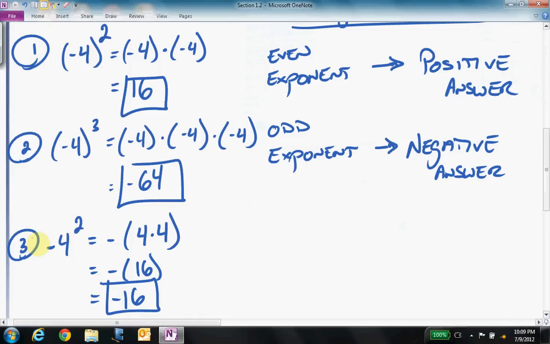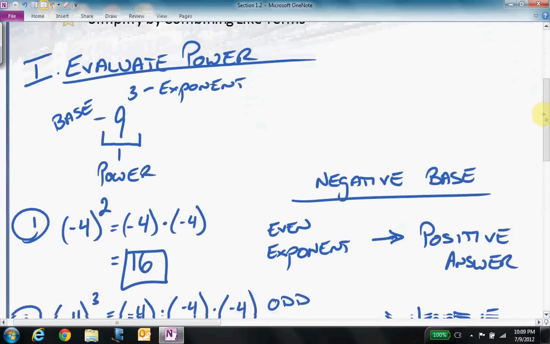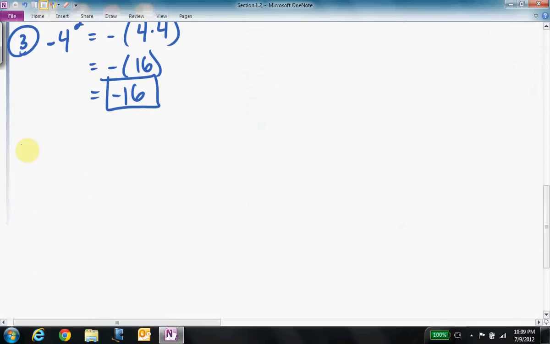You really must pay attention to where the negative is placed, and also pay attention to your exponents. Alright, if you have an even exponent and the base is negative, you have a positive answer. Odd exponent with a negative base, you have a negative answer. So that's powers in a nutshell, evaluating powers. Let's jump down to order of operations.